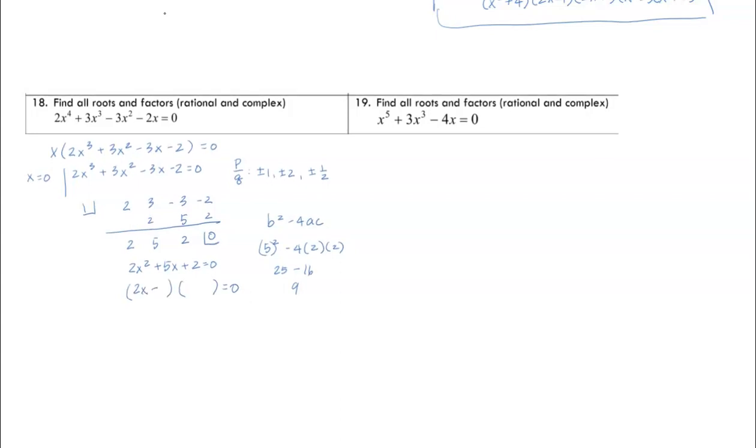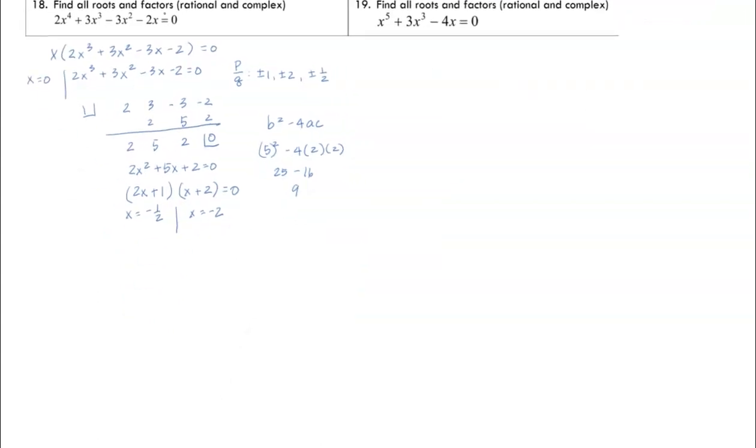Ba-bam. 2x plus 1, x plus 2. There we go. X equals -1/2. X equals -2. Okay. Yes, we found all the roots. All the roots are x equals 0, 1, -1/2, -2, and you can write these in order.